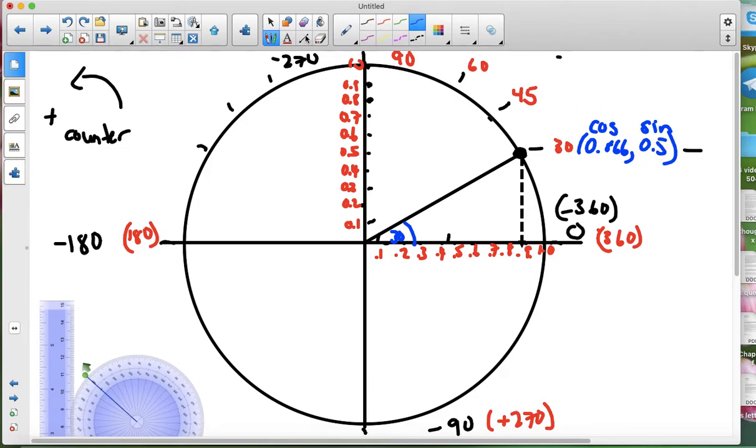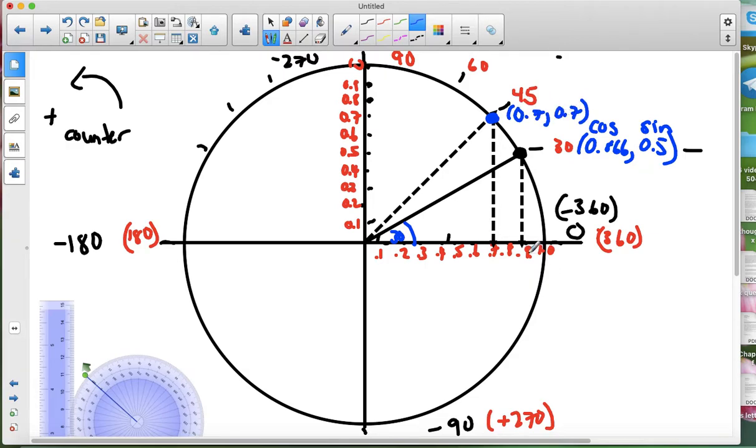Now let's move it to the other angle that is very easy to spot, which is the 45 degrees. And if I bring down a line here, you notice that if I ask you to read the coordinates off of this graph on the circle, you're going to get 0.7, 0.7.